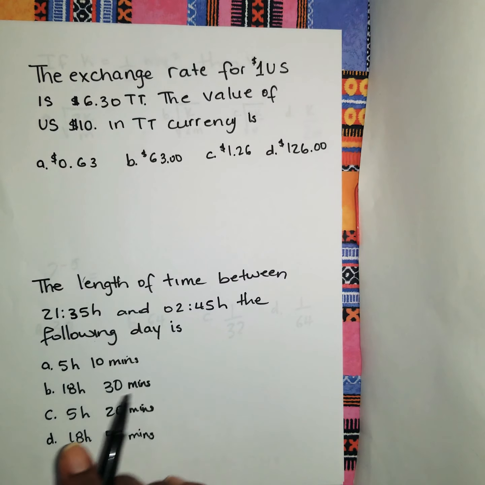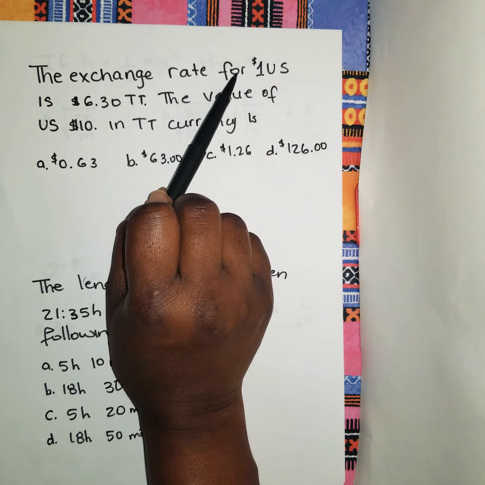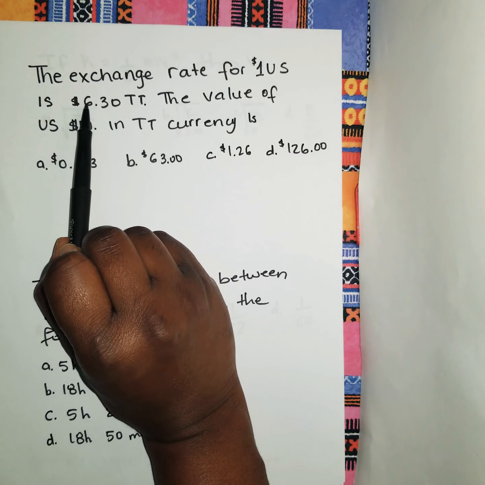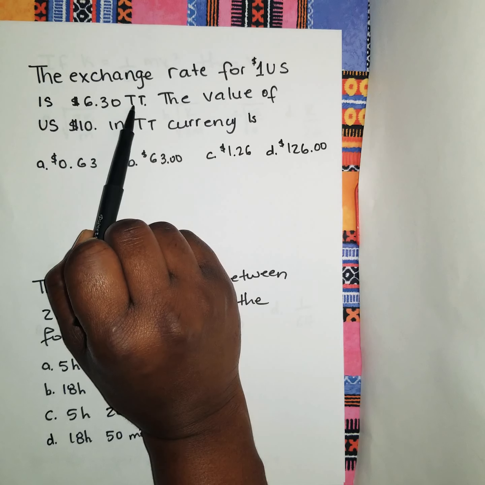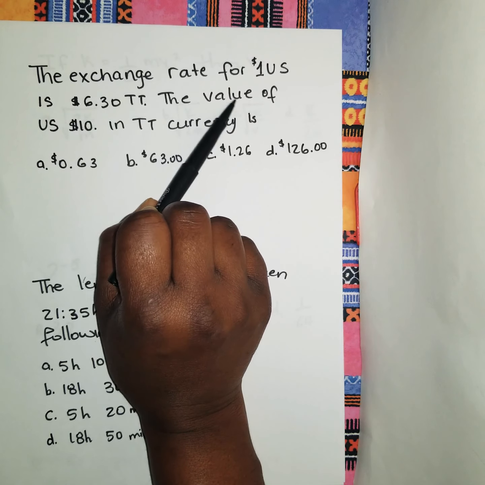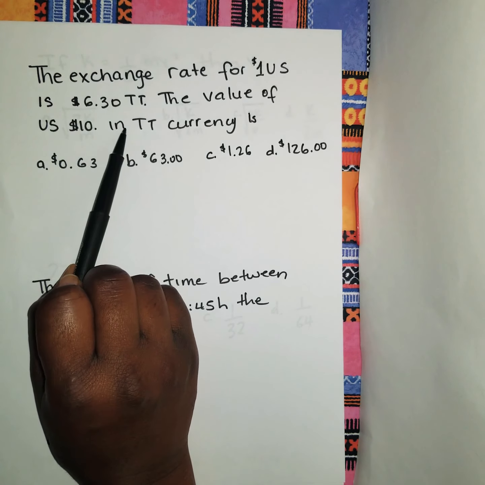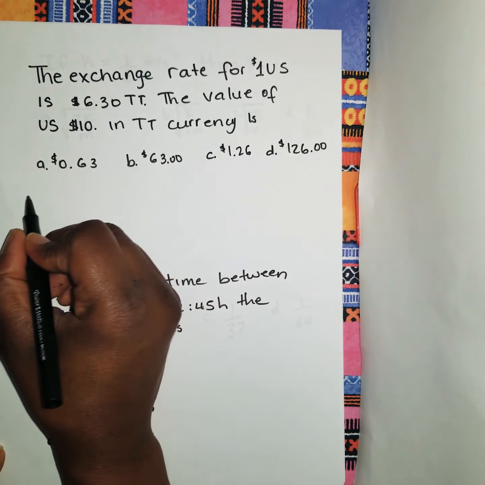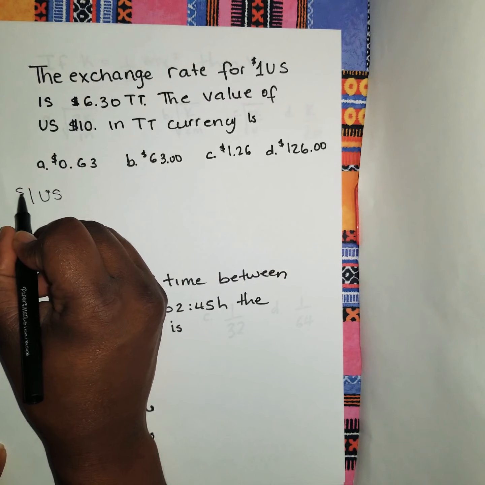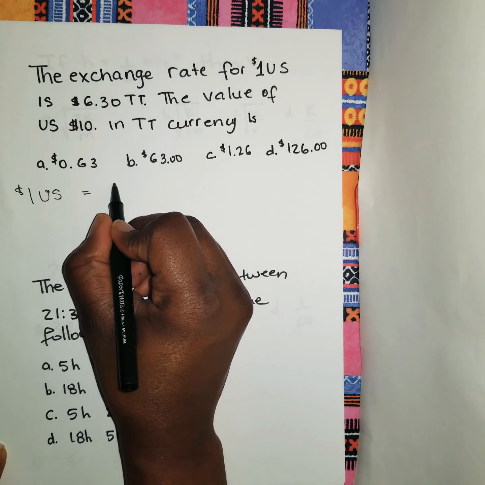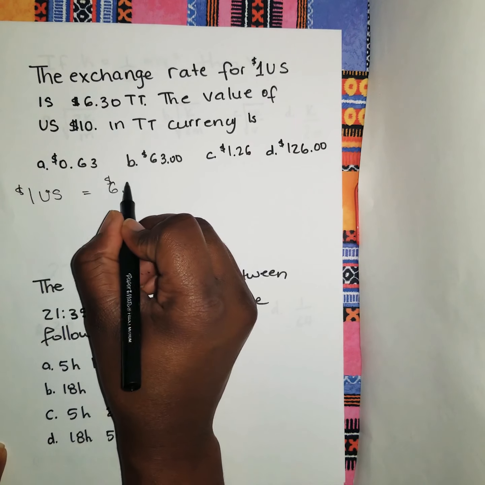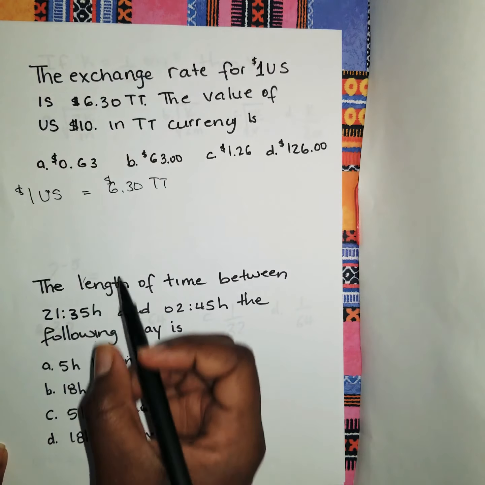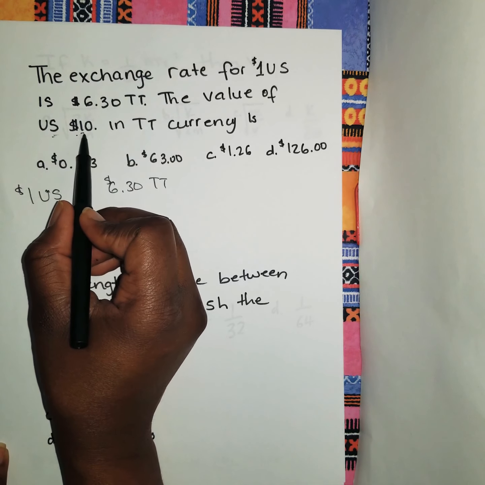This is a foreign exchange question. So the exchange rate for $1 is $6.30 TT. This means Trinidad and Tobago. The value of $10 in TT currency is... So $1 is equal to $6.30 Trinidad and Tobago. So we know the value of $10.